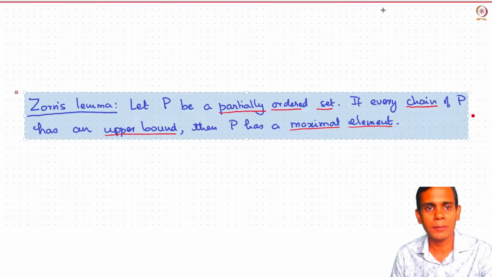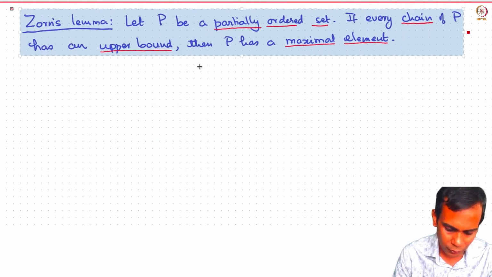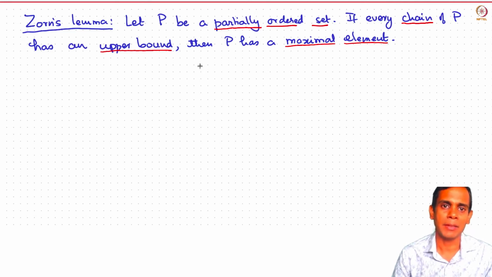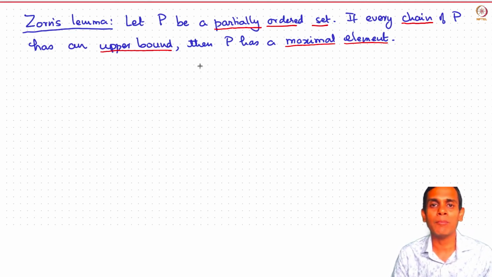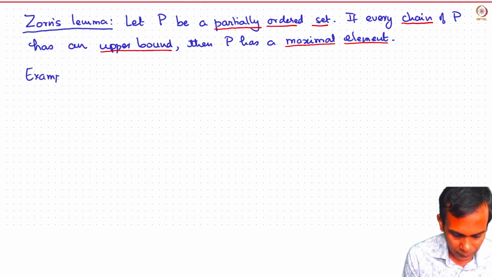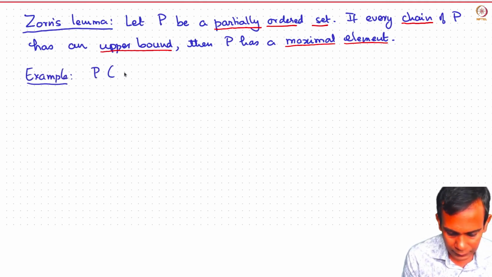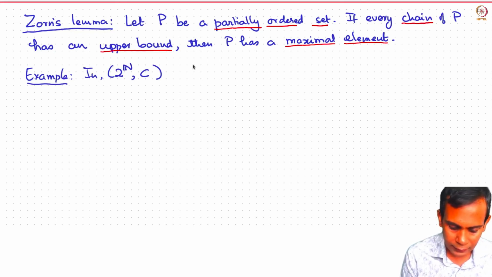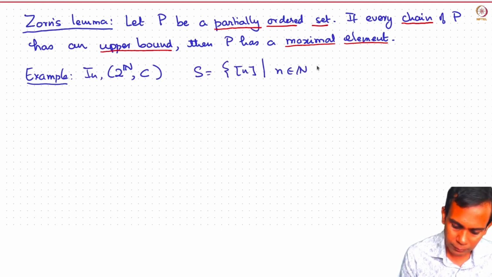So now we know all the terms that appear in the statement of Zorn's lemma. If P is a partially ordered set where every chain has an upper bound, then P has a maximal element. Let's look at an example where the hypothesis of Zorn's lemma does not hold and the conclusion doesn't either. So take for example P to be the power set of natural numbers under containment, and let's take S to be {n}, where n is a natural number.